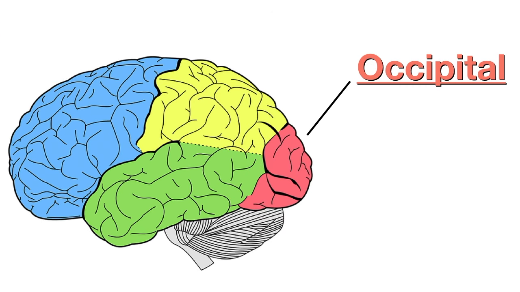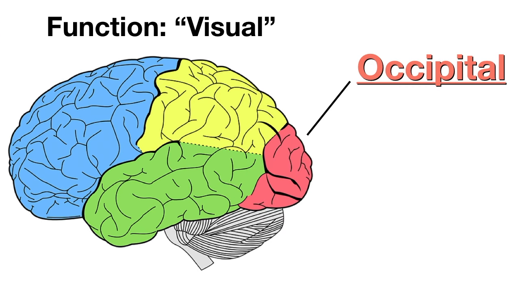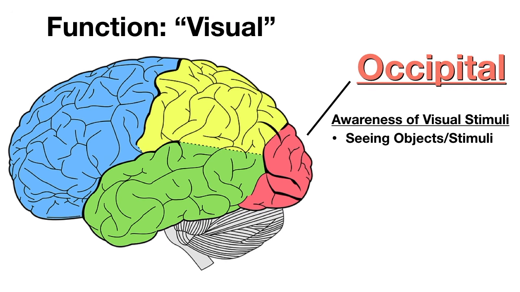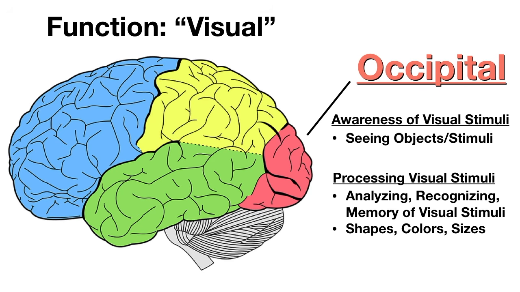Whenever you think of the overall function of the occipital lobe, think of vision because it's involved with visual stimuli. It's going to make us aware of visual stimuli when we see an object, and it's also going to play an important role of processing and analyzing these visual stimuli and comparing them to old memories or forming new memories so we can recognize what this stimulus is.